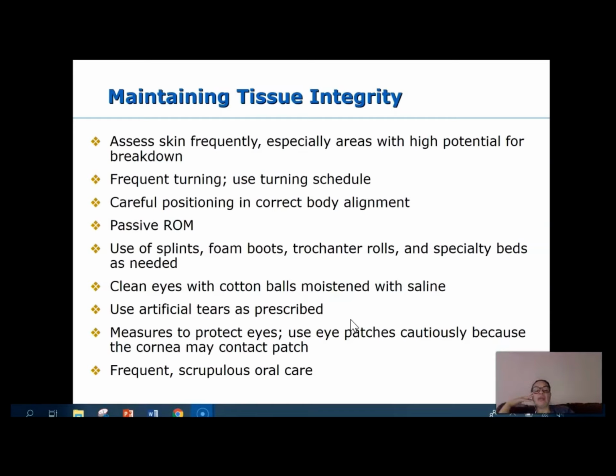Specialty beds will help move the patient, give air to position the patient, and give pressure where needed. Clean eyes with cotton balls and moist saline. This is just to keep moisture out, any kind of crust around the eyes. Artificial tears for dry eyes. Even the movement of blinking could be lost in something like this. And oral care, I can't stress this enough.